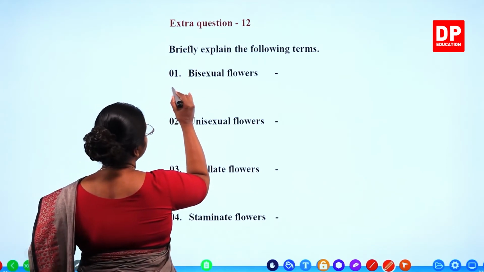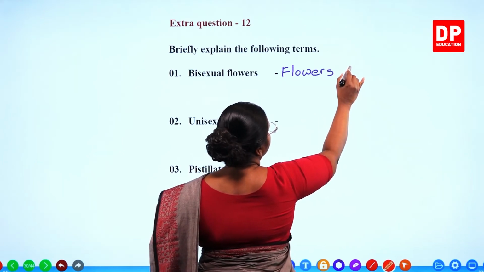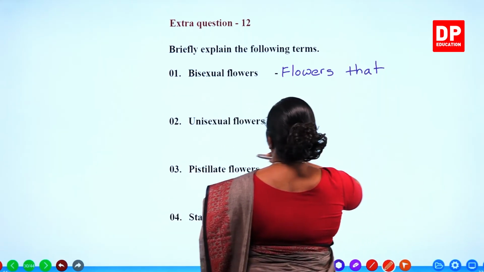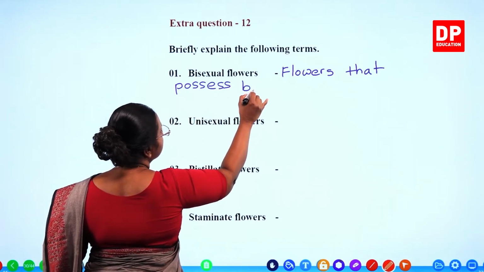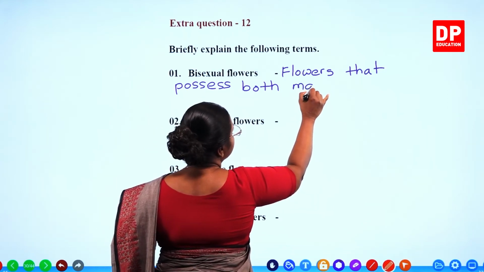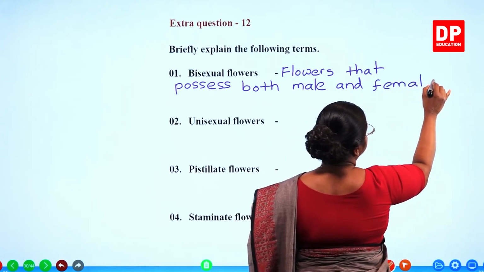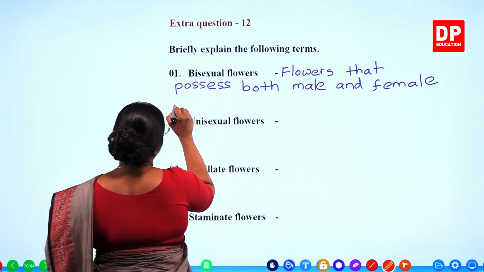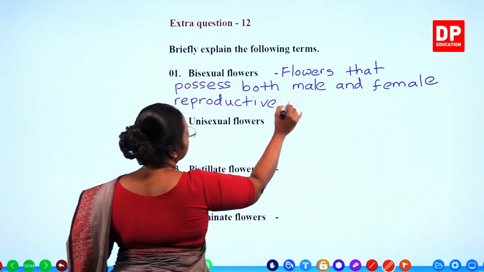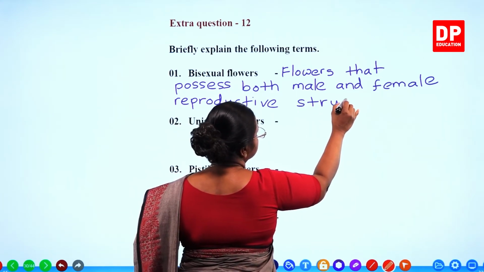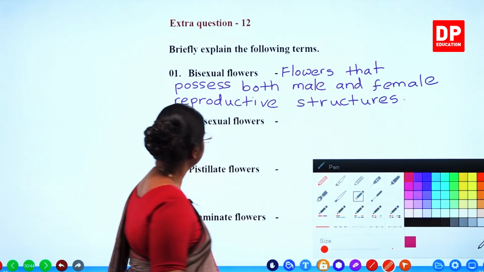So here we can say flowers that possess both male and female reproductive structures. That is what we call as bisexual flowers.